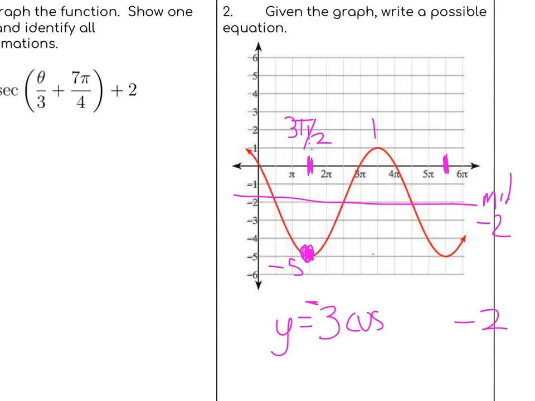which is 11 pi over 2. So that means the period is 8 pi over 2, so 4 pi. So 2 pi over 4 pi, which I could write as 1/2. And then the shift is right 3 pi over 2. I regret this -2 here, it's in the way. So right 3 pi over 2, so minus 3 pi over 2, minus 2. And we did it.